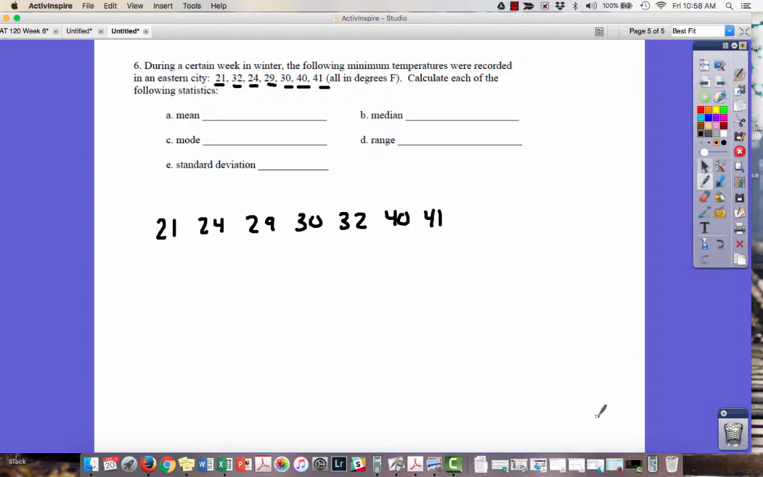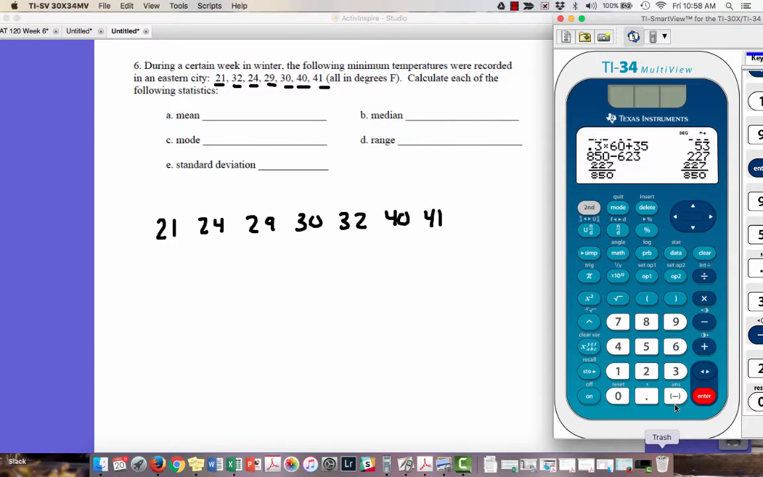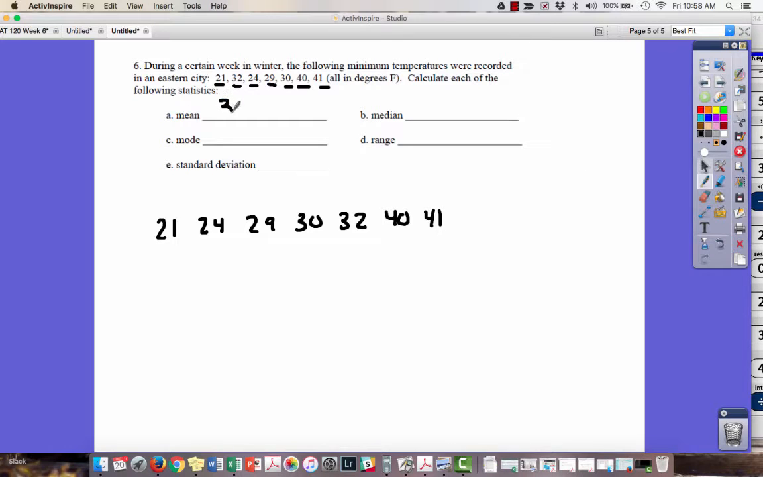Okay, so the mean, remember we said the mean is what you typically mean when you're averaging them. So you're going to add them all up. So 21, 24, 29, 30, 32, 40, and 41. And now remember, you have to hit enter. Don't hit divide yet, because otherwise it's only going to divide the last one. And there's 7 things in the list, so we're going to divide it by 7. And I get 31, which makes sense. It kind of fits in the middle there. If I had something like 68 or something, then I would guess that I had a mistake.